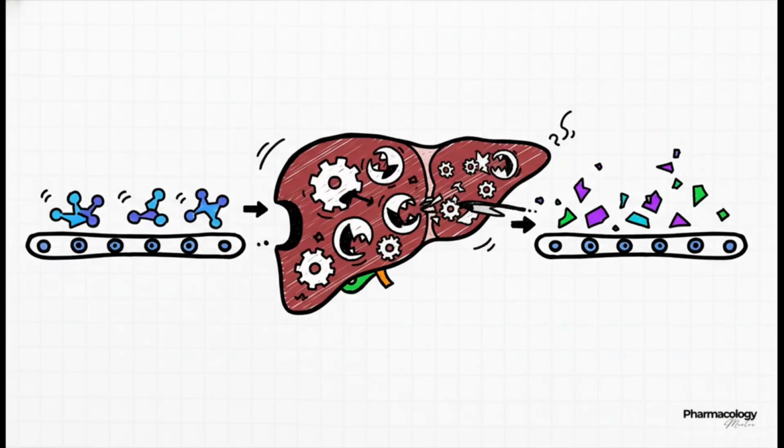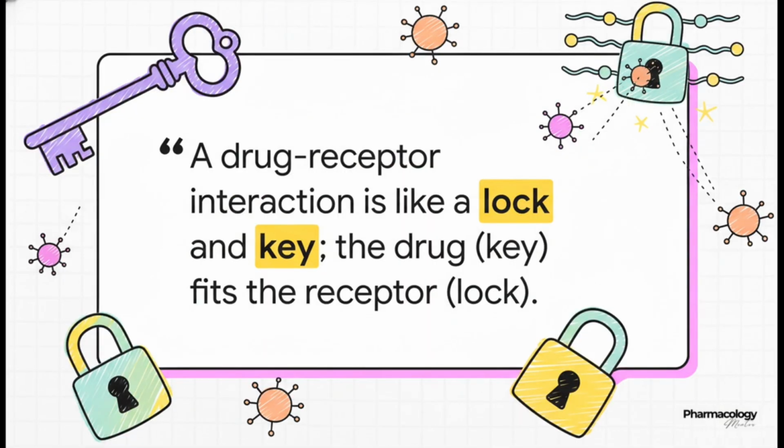Now, when we talk about metabolism, there is one absolute superstar player, the liver. Think of your liver as this incredibly sophisticated processing plant. It's packed with these special proteins called enzymes, especially the cytochrome P450 family, and they're like tiny molecular workers that just break down most of the drugs we take, getting them all ready for removal. So that's what the body does to the drug.